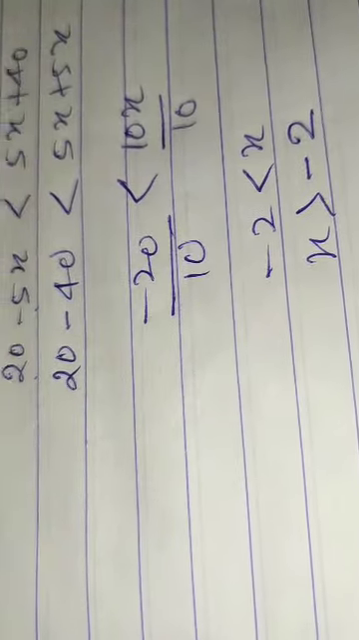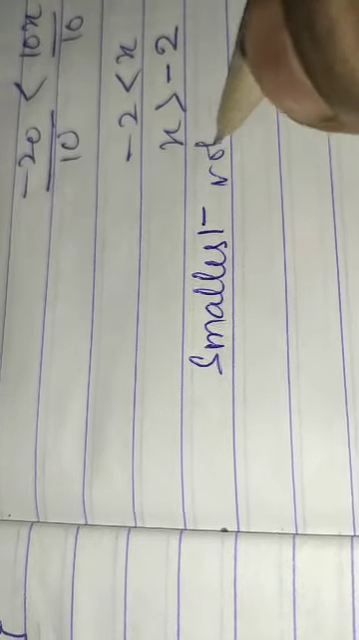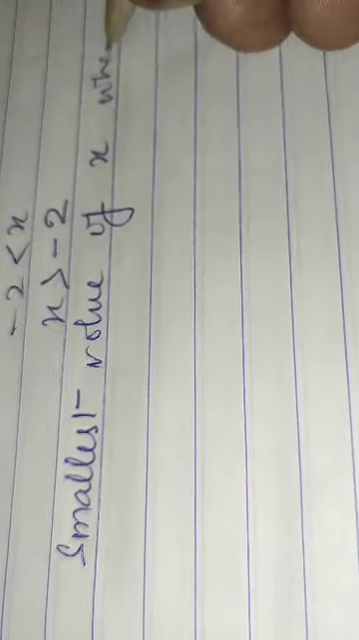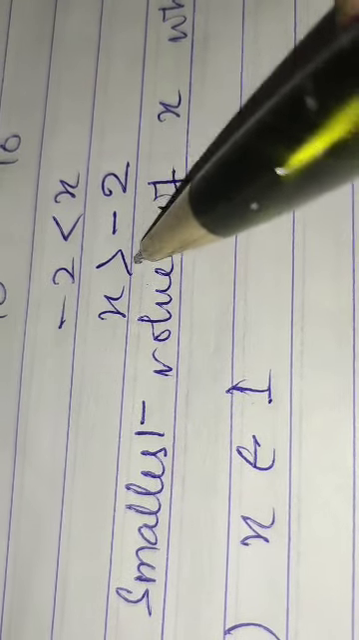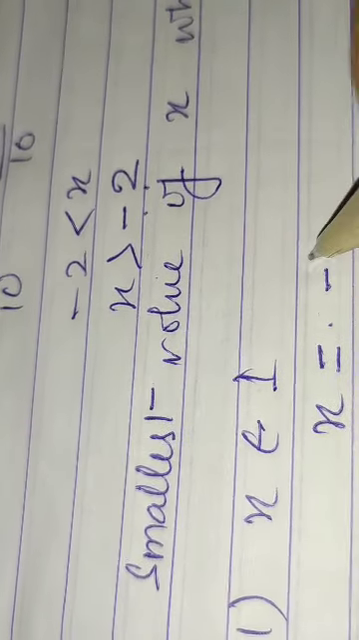So first is find the smallest value of x when x belongs to integer. So x belongs to integer, minus 2 is also integer, but minus 2 is not here, so x will be equal to minus 1.